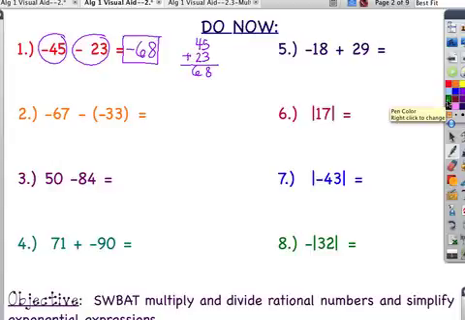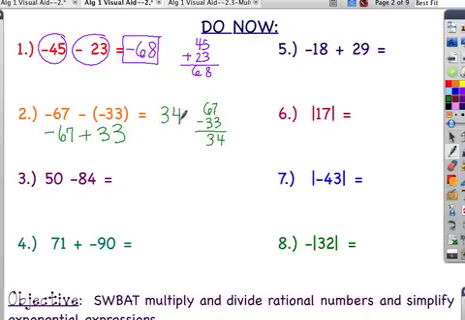Number 2. The minus and the minus are right next to each other. So they're buddies, and they get along, so they join forces and make a plus sign. Negative 67 plus 33. Now we have different signs, so we subtract. 67 minus 33 gives us 34, and since our larger number is negative, we take the sign of the higher number and get negative 34.